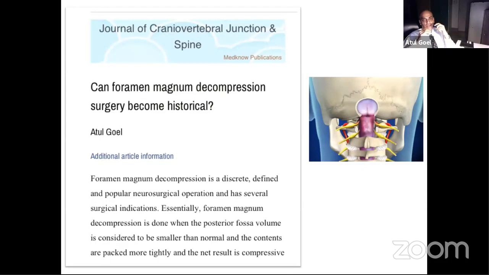So can foramen magnum decompression surgery become historical? This was my recent article, and I'm absolutely convinced that for Chiari malformation, for syringomyelia, never open the syrinx, never open the bone. Decompression is a negative operation. So occipital bone fixation is a negative operation. C1-C2 fixation is required in cases of basilar invagination, in cases with syringomyelia, in cases with Chiari malformation. There is no need to do foramen magnum decompression.